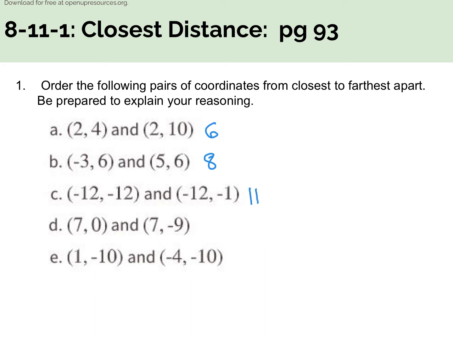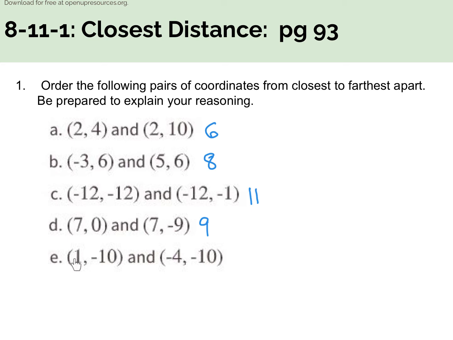Then D, let's go ahead and look at D. So 7, 0, 7, -9. These 7s are the same. So really what we're going to look at is 0 to -9. What is the distance between 0 and -9? Now remember, distance is a positive. It's how many steps are in between those two. That number is going to be 9.